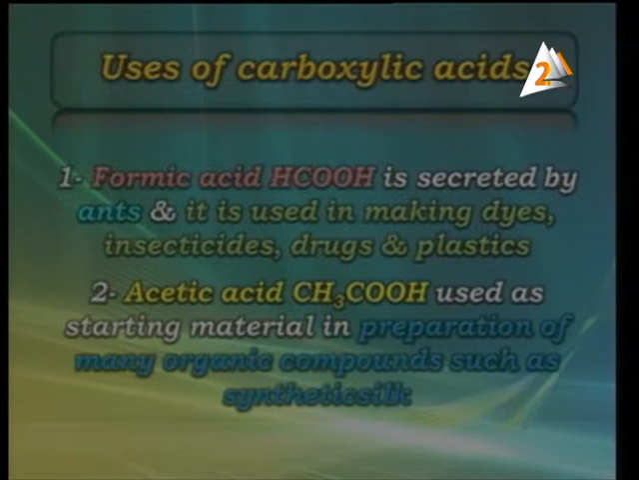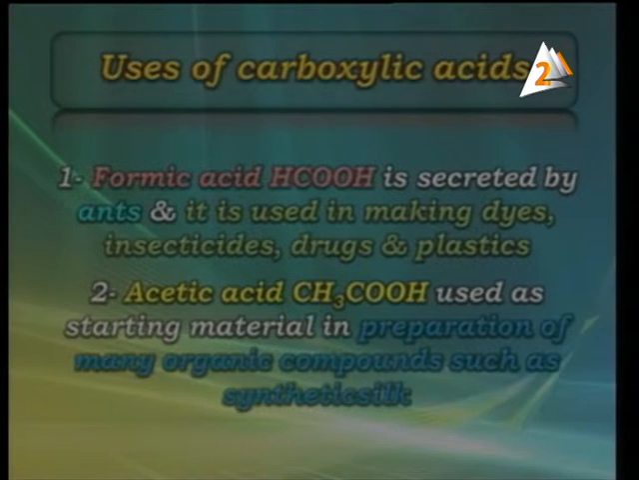So here we have the uses of carboxylic acids. Formic acid is secreted by ants, and it is used in making dyes, insecticides, drugs, and plastics. So it is widely used in industry. Formic acid is a very important one. This formic acid produces another one, for your information: formalin. It is the liquid used to preserve dead bodies of some living organisms to study them in the lab.